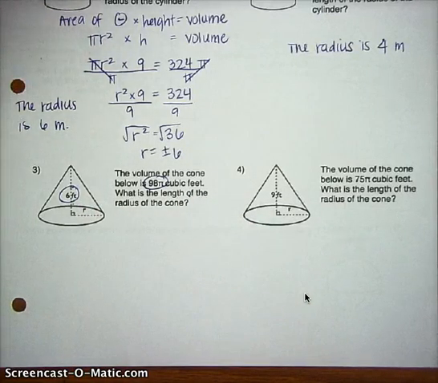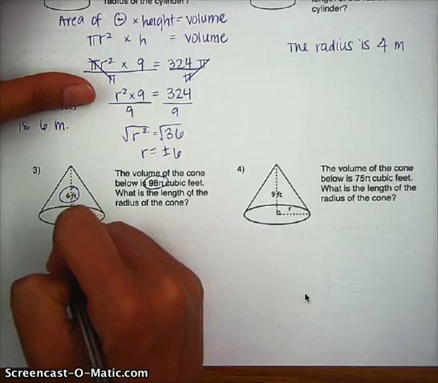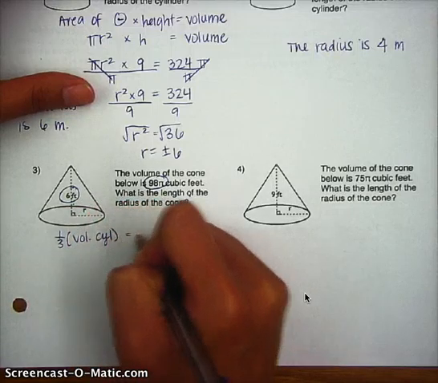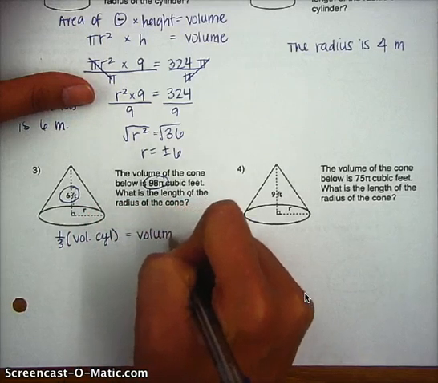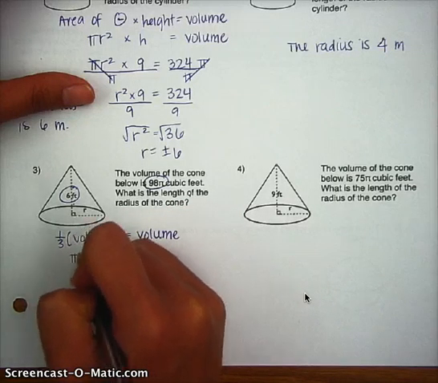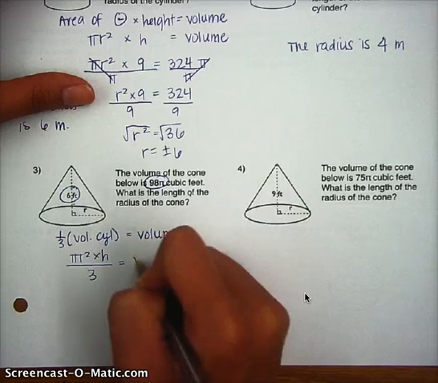So here, we know the cone is 1/3 what? Volume of the cylinder. So I'm going to write that down. 1/3 the volume of a cylinder. That is the volume of a cone. We break this down a little bit more to say that it's basically pi r squared times height divided by 3. That is the volume.